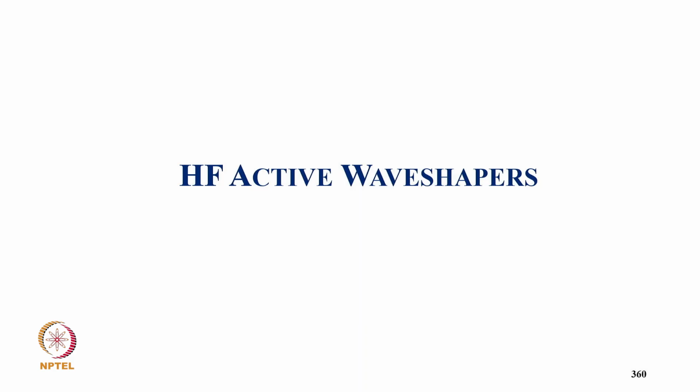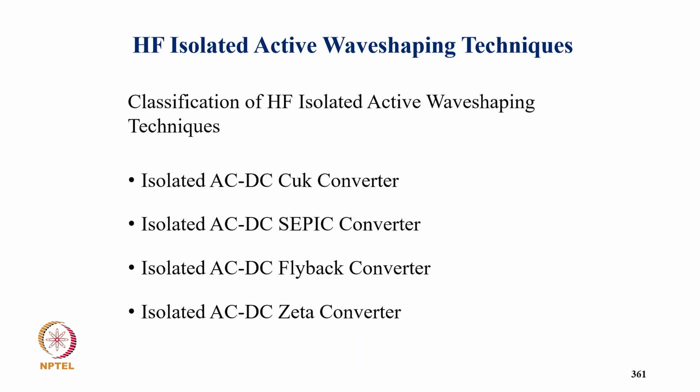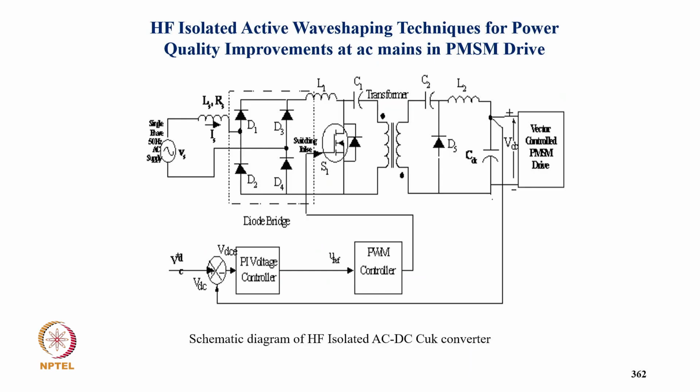Now coming to the high frequency active wave shaper. The classification of high frequency isolated active wave shaper techniques is: isolated AC/DC converter, then isolated AC/DC SEPIC converter, isolated AC/DC flyback converter, and isolated AC/DC Zeta converter. This is the schematic diagram of the high frequency isolated AC/DC converter.